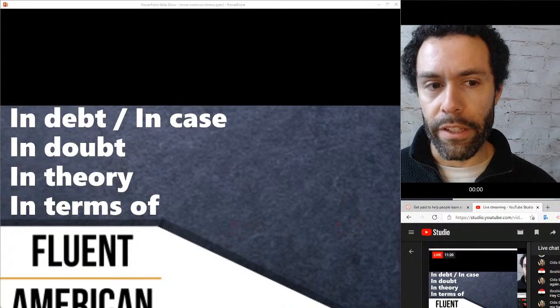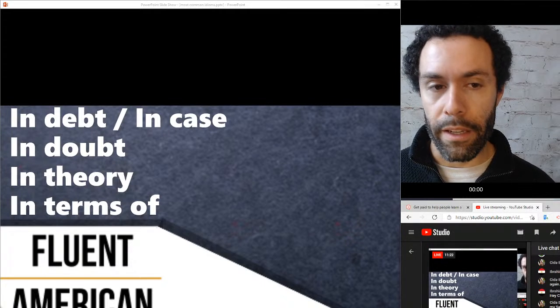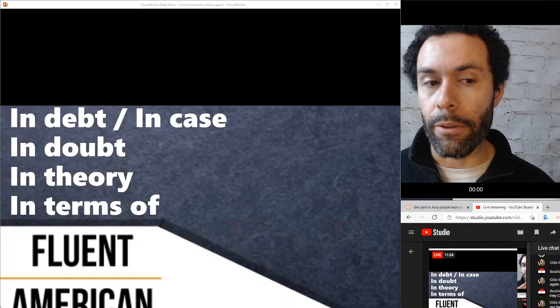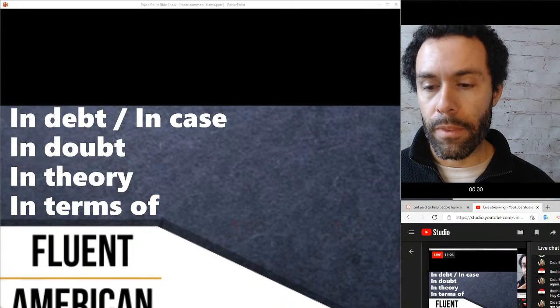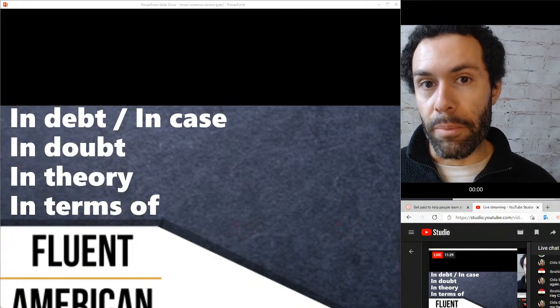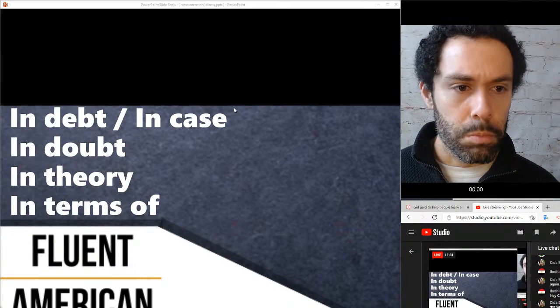So let's practice reading these again. In debt, in case, in doubt, in theory, in terms of. Okay, and again, the N is typically reduced, not so strong.